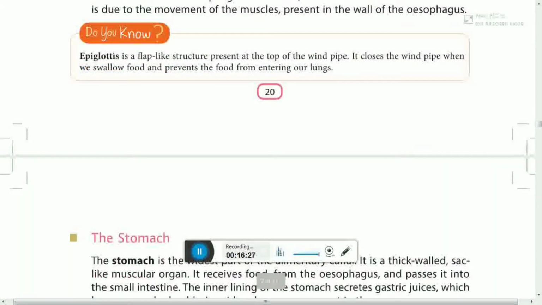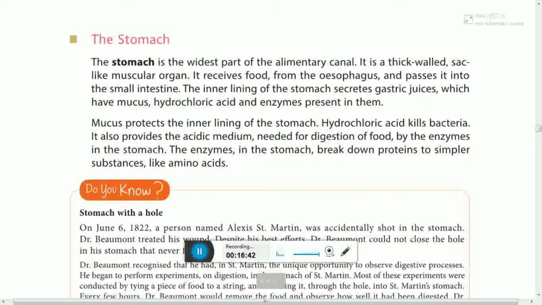Do you know epiglottis is a flap-like structure present at the top of the windpipe? It closes the windpipe when we swallow food and prevents the food from entering our lungs.